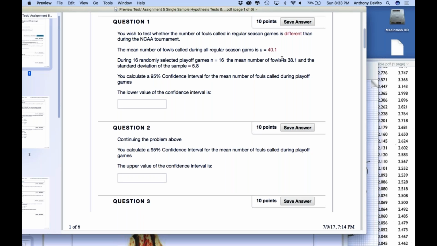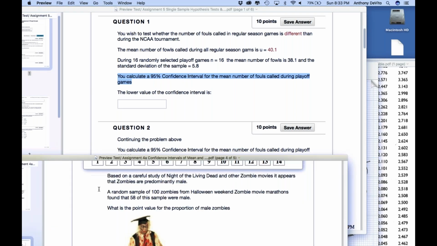the mean number of fouls is 38.1, and the standard deviation of the sample, these 16 games that we randomly sampled, was 5.8. So we know X bar and we know the sample standard deviation. We don't know sigma. Calculate a 95% confidence interval for the mean number of fouls during a playoff game. Okay, so let's give that a try.